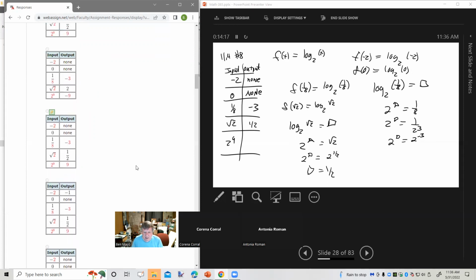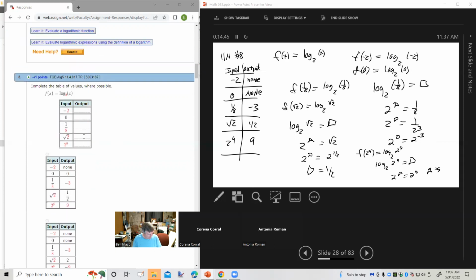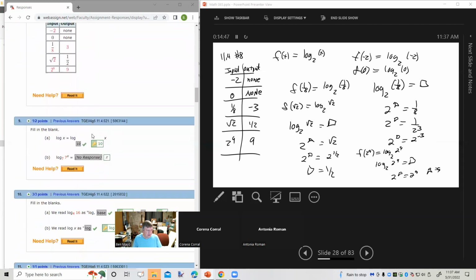You know what? Let's do the last value. Let's do the 2 to the 9th power. So F of 2 to the 9th power equals log base 2 of 2 to the 9th power. Log base 2 of 2 to the 9th power equals box. So 2 to the box equals 2 to the 9th. The box equals 9. Okay. So it's got to be this one, because that's the one that matches all of those values. All righty. Number 9 is next.